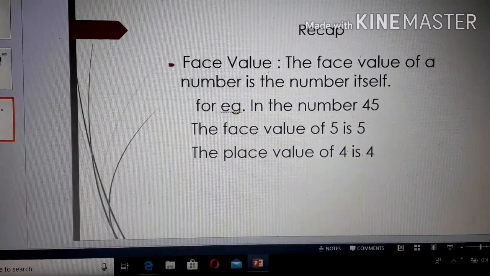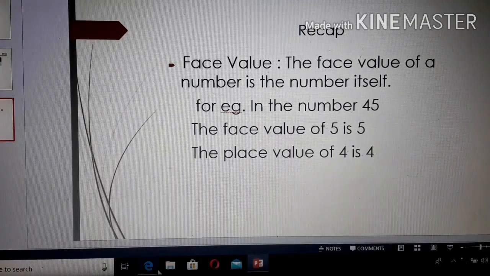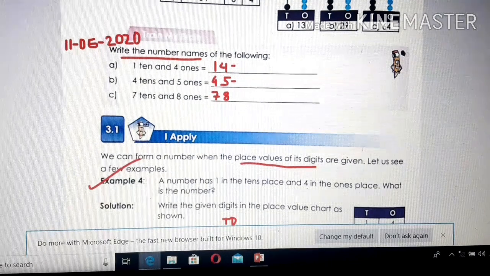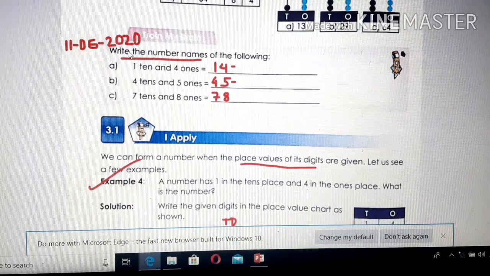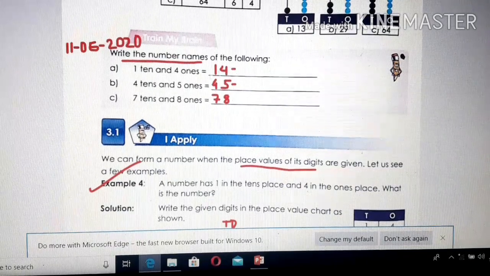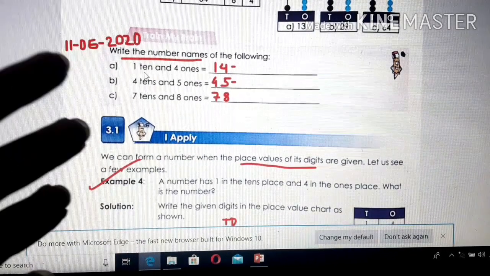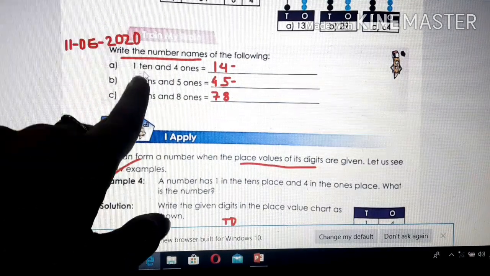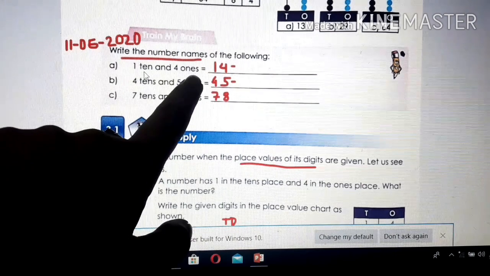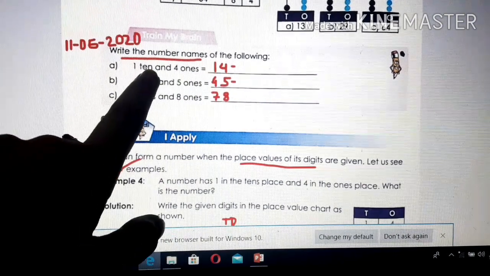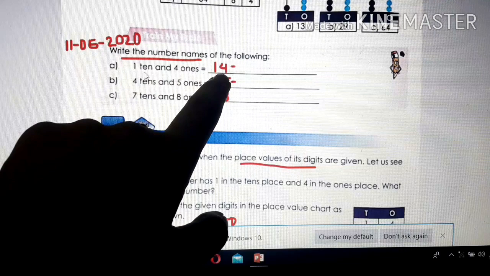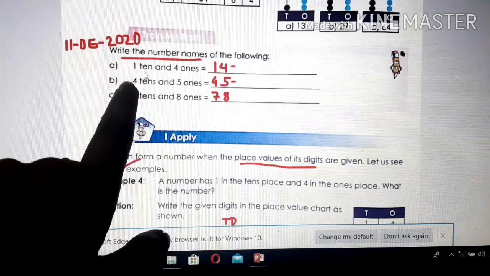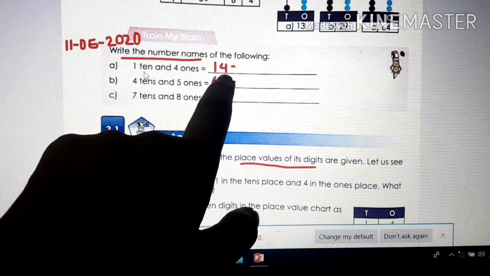Is it clear? Okay, so take out your book, children. Take out page number 32. We have already done the Train My Brain question, that is, write the number names of the following. How can we form the numbers when the place value is given here? 4 is in which place? Ones place. And 1 is in which place? Tens place. So you just have to put the number in its place. You put 4 in ones place and 1 in tens place. So you get the number 14.